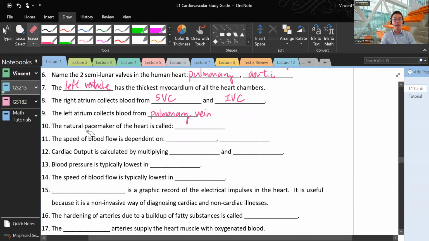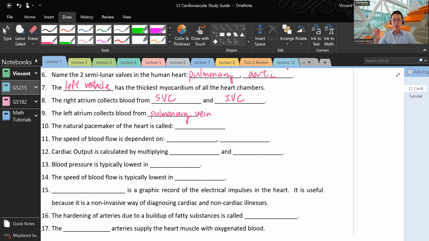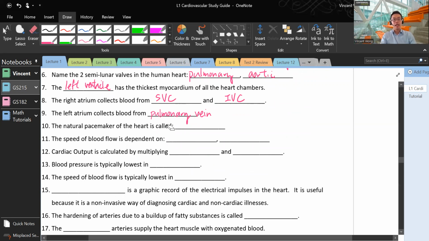Natural pacemaker. The pacemaker is responsible for setting the rhythm of the contraction. If the pacemaker sends signal more frequently, then your heart's gonna beat faster. All that is regulated automatically from your brain, and the natural pacemaker is the SA node.